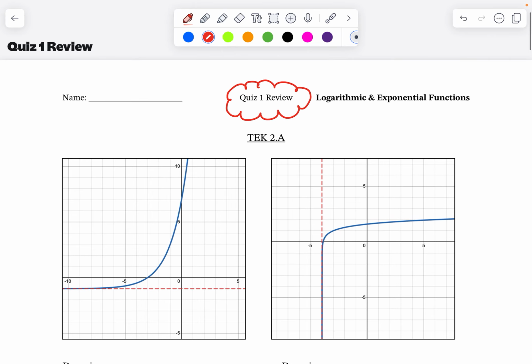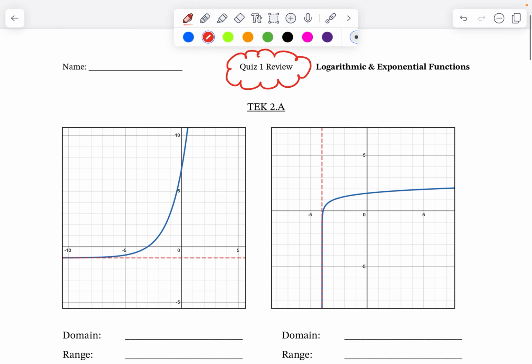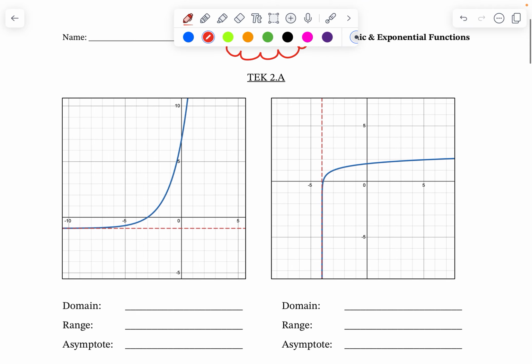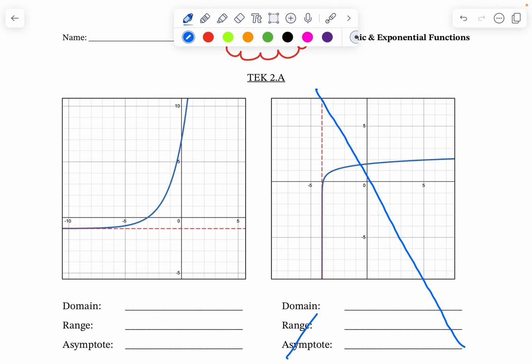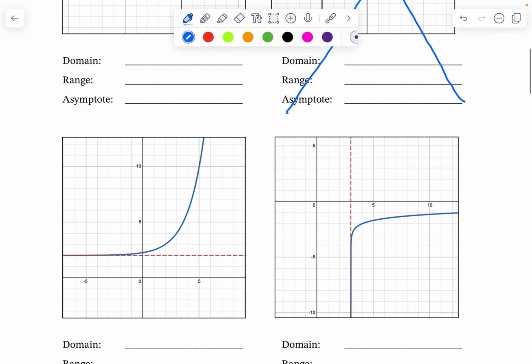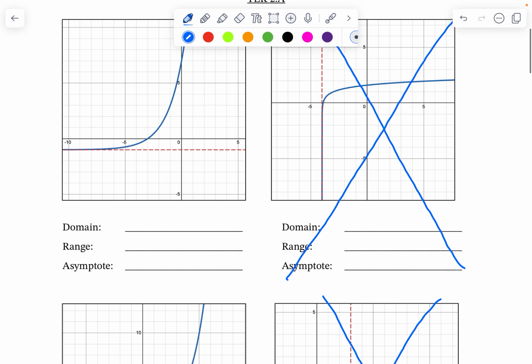That it is going to be either all real numbers or your negative infinities. So for all of these that have a horizontal asymptote, that's what your domain will be. Your range is where it gets a little weird. Your range is your y.